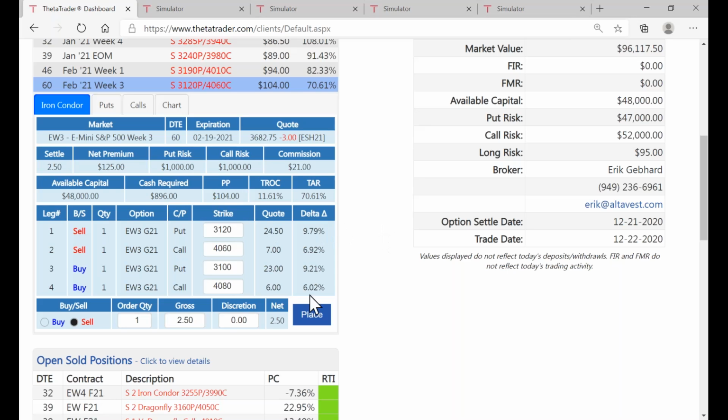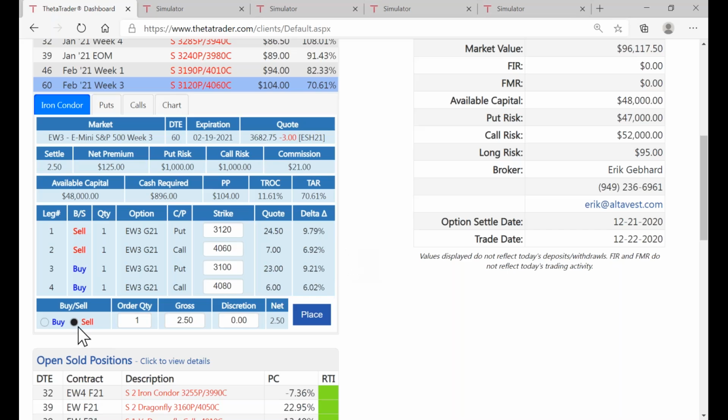Well, here's the reason. We talked about delta. Look at the put. You're selling the 3120 put. Delta is 9.79. So that means there's over a 90% probability that this put is going to expire out of the money. And look at the call, 6.92. So 93% probability that the calls that you sell will expire out of the money. It doesn't mean it's a probability of a winning trade, but I'm pointing out these are the higher probability outcomes that we're looking for. Lots of base hits, even bunts.